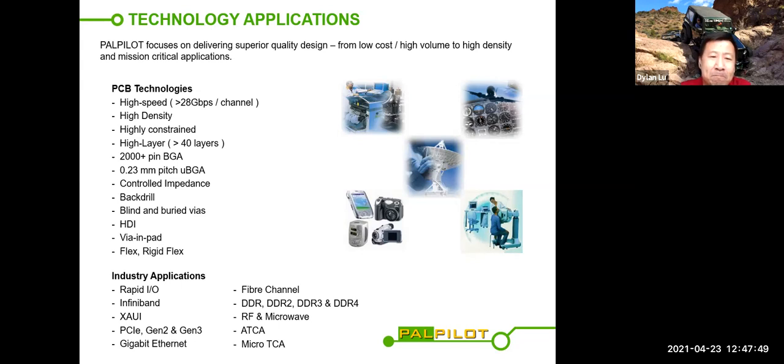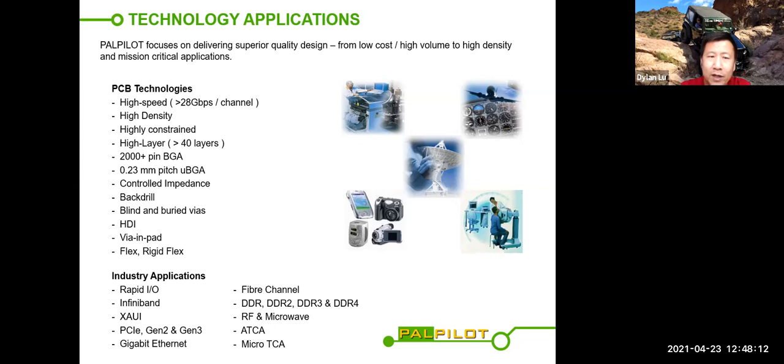So, high-speed, critical I/O. There are 28 gigabit per second per channel. It's so far the fastest that we have encountered. You will hear 100 gig connector, but that's split into 4 ports. So per channel, 28 is still probably the fastest.